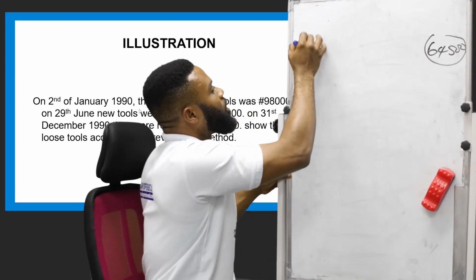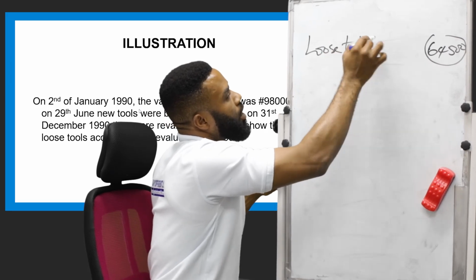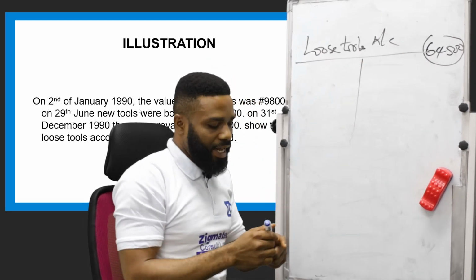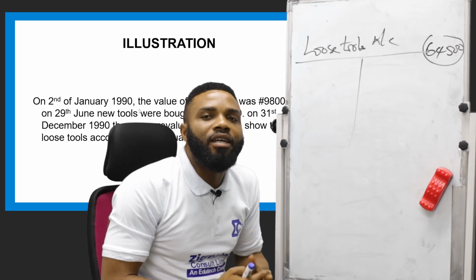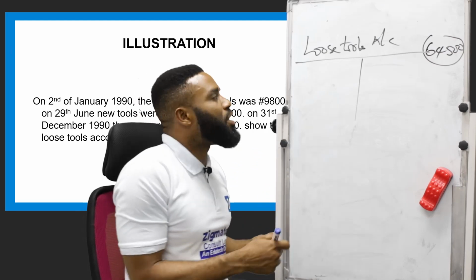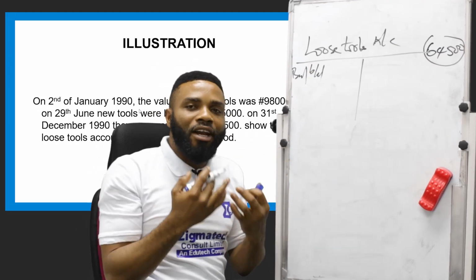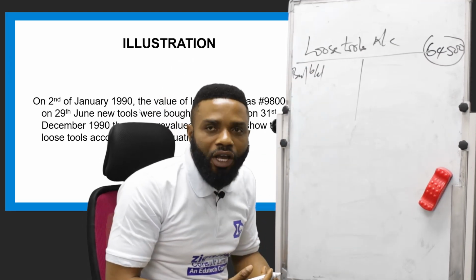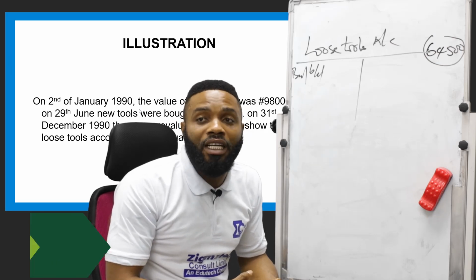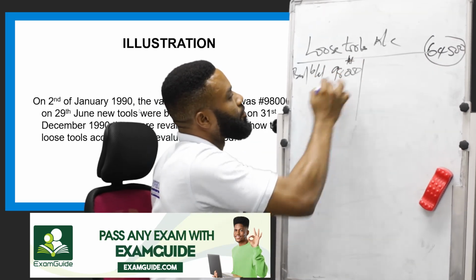So we can do away with everything on the board and take our time to prepare the account. You call it loose tools account. Now, loose tools account is an asset account, so it must come with a debit balance. What is going to happen here is that you have your balance brought down, the value of the asset at the beginning of the period. On 2nd of January, when they started the business, the value we had was 98,000. So you have your 98,000 here.